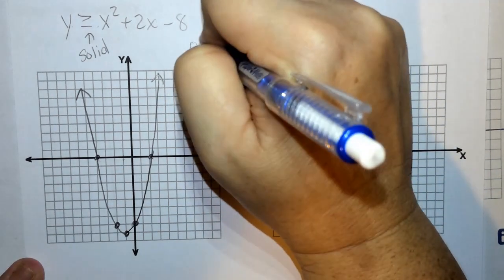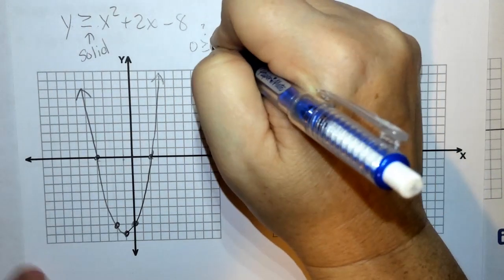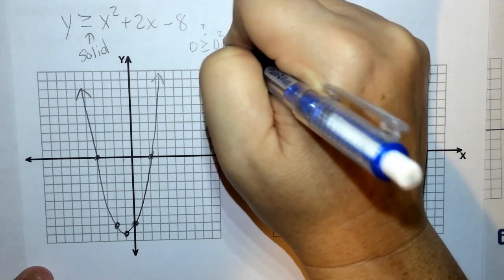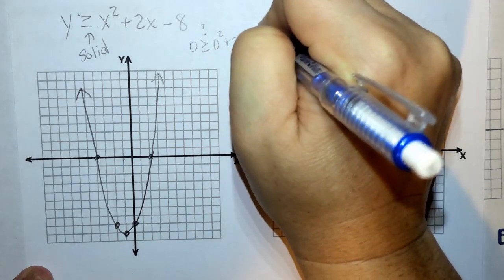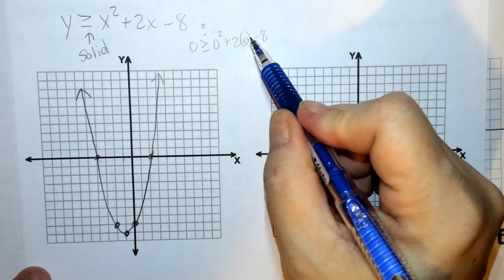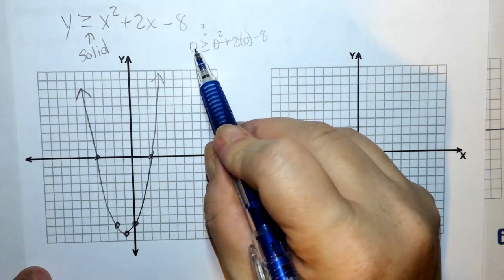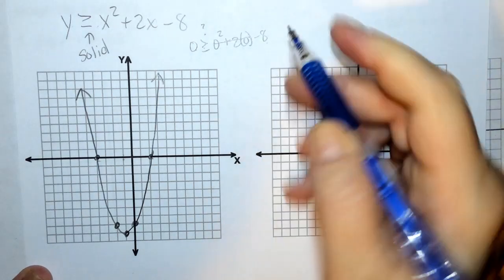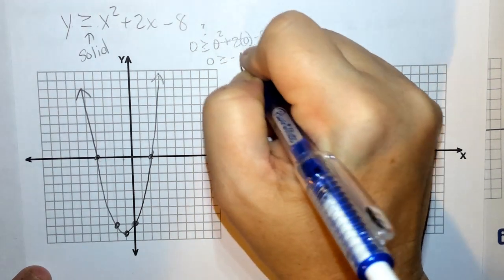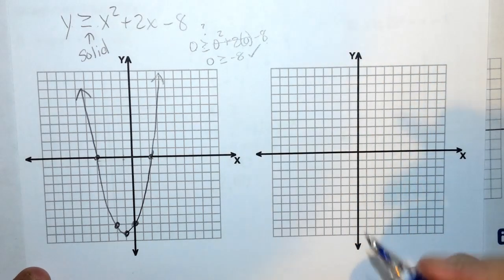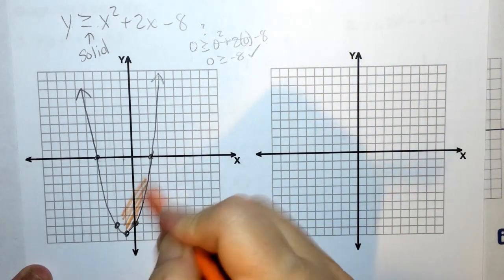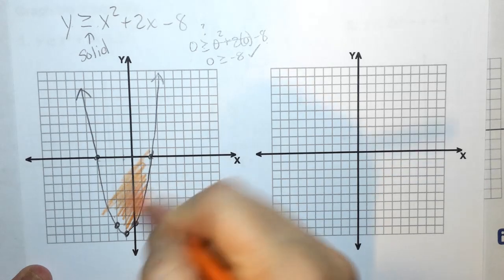So is 0 greater than or equal to 0 squared plus 2 times 0 minus 8? We know these are all going to cancel out. So basically we're saying, is 0 greater than or equal to -8? And we know that it is. So we definitely are shading this side.